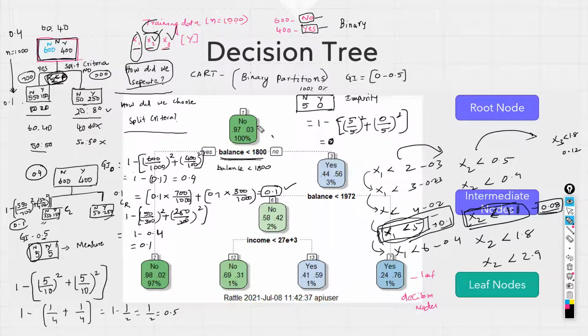And that's how this decision tree has decided balance less than 1800 is where it has seen the significant drop in the Gini index. And that's why balance is used to make this root level split. Okay, does that make sense? Let's see if there are any questions.